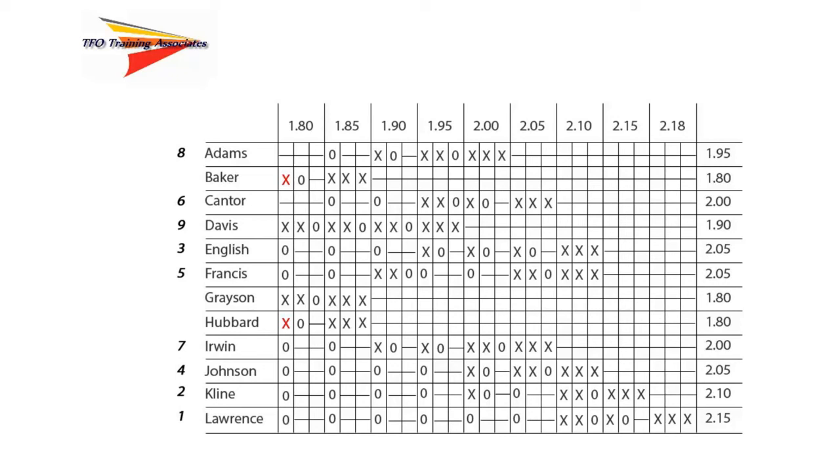Since this tie does not involve first place, nor does it involve qualifying for advancement to another round, Hubbard and Baker will be recorded as tying for 10th place. This is indicated by a 10T. Since there is no 11th place due to the tie for 10th, Grayson is awarded 12th place.